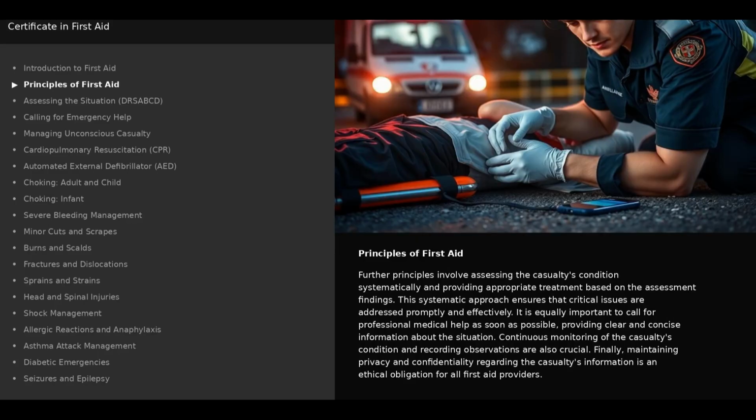Further principles involve assessing the casualty's condition systematically and providing appropriate treatment based on the assessment findings. This systematic approach ensures that critical issues are addressed promptly and effectively.